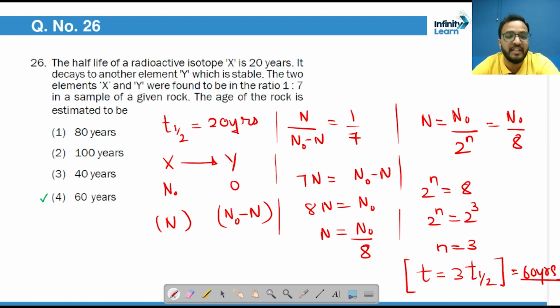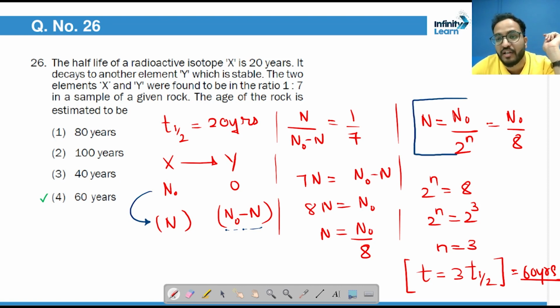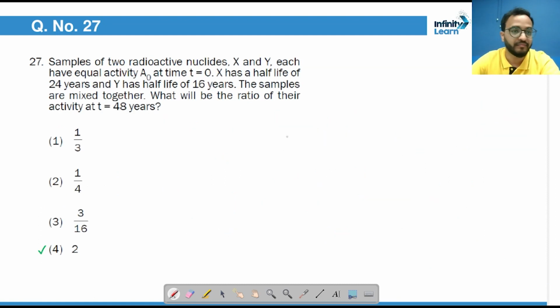Every step: initially the concentration of X is N naught, Y is 0, because X has not even started disintegrating. Once it starts disintegrating, the concentration that is left is N, and the concentration that has disintegrated will be N naught minus N, obviously. So whenever we apply this formula, students, remember that N is the concentration which is remaining, not the concentration which has been disintegrated. Clear?